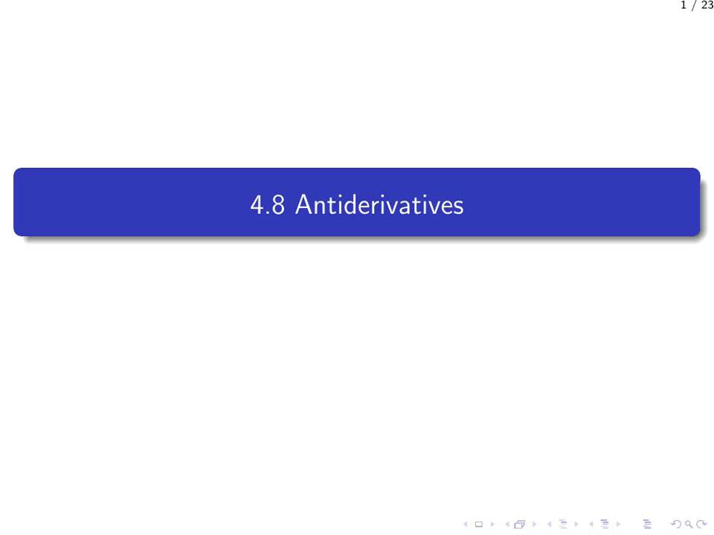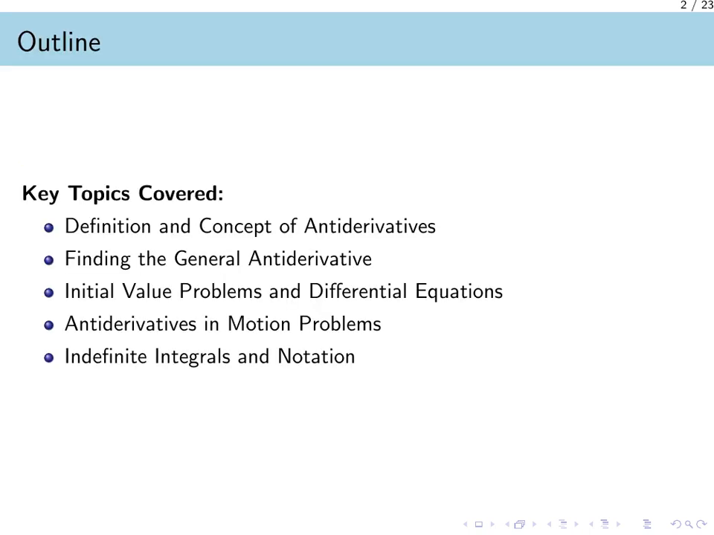4.8 Antiderivatives. The outline of this video is as follows. We will begin by exploring the core idea of an antiderivative, which is essentially the reverse process of finding a derivative. I will show you how, if you know a function's rate of change, you can work backward to find the original function itself. Then, we will establish a systematic method for finding what we call the general antiderivative, which accounts for an entire family of possible functions.